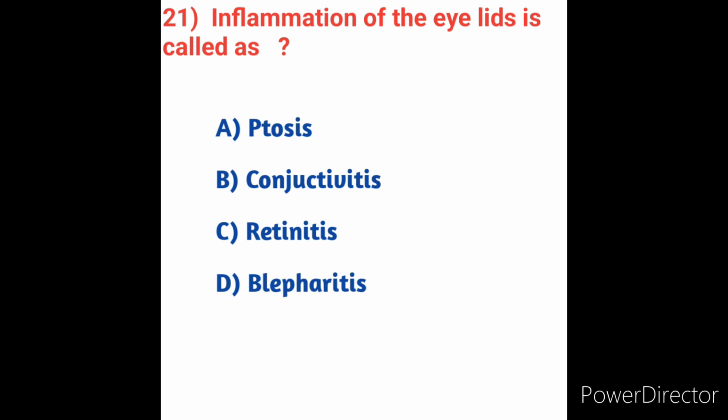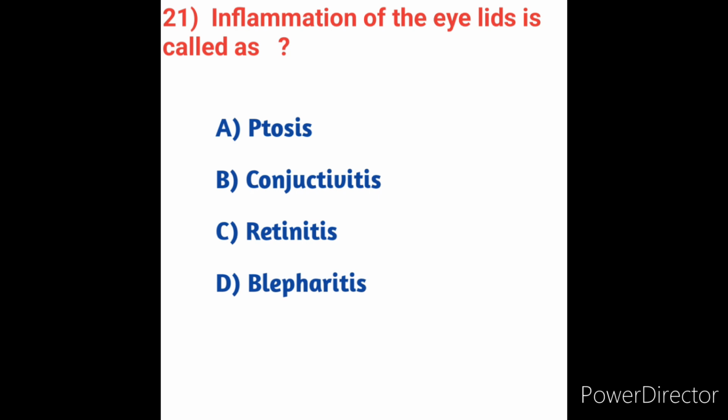Here option A, what is ptosis? Ptosis is also called drooping eye. Abnormal low-lying or drooping of the upper lid is called ptosis. Next option B, what is conjunctivitis? Conjunctivitis is also called pink eye. Inflammation or infection of the outer membrane of the eyeball and inner eyelid is called conjunctivitis. Next option C, what is retinitis? Retinitis is an inflammation of the retina which can cause permanent vision loss. So retinitis means inflammation of the retina.